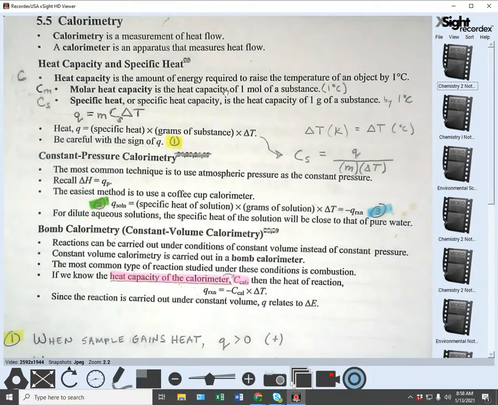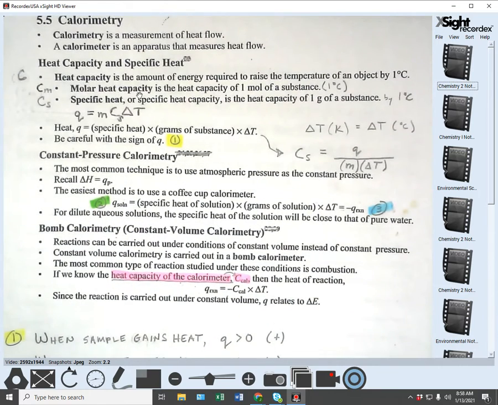Heat capacity and specific heat. All right. So over here, these marks are the variables. Heat capacity is marked by a capital C. Heat capacity is the amount of energy required to raise the temperature of an object by 1 degree Celsius.